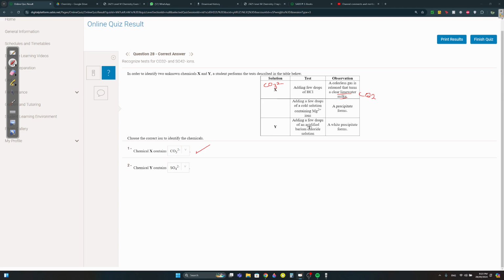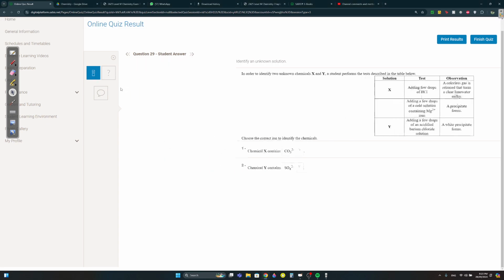For Y, he added a few drops of barium chloride and he got a white precipitate. When you're adding barium, you're testing for sulfate. Always. Sulfate and sulfite are two different things. I got it wrong at AMS because I mixed up sulfate and sulfite. Don't make the same mistake I made. Sulfite is SO3 2-, sulfate is SO4 2-.